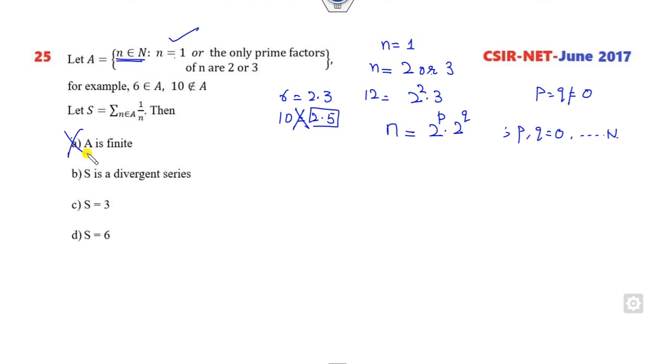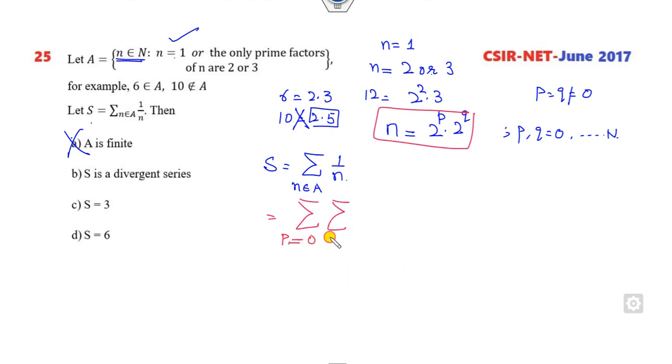So A is finite, cancel. S is here: summation n belongs to A, 1 over n. I can substitute this value of n here. What is the limit? This is p, one is p from 0, second is q from 0 to infinity, 1 over 2 raised to power p, 2 raised to power q.